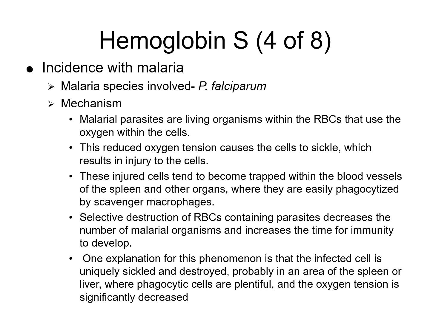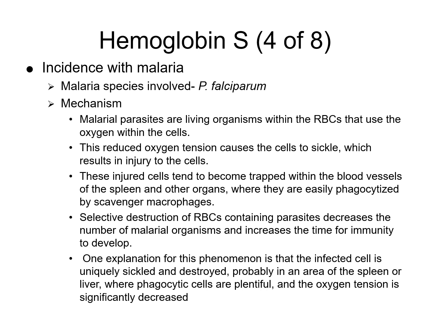So hemoglobin S does have an association with malaria. The malaria species involved is Plasmodium falciparum, the most common and severe malaria parasite. The mechanism of protection, or what we think happens anyway, is that the malarial parasites are intracellular organisms that live inside red blood cells and utilize oxygen for their metabolism. The presence of parasites lowers the oxygen tension inside infected red blood cells. These low oxygen tensions induce sickling of the infected red blood cells, due to hemoglobin S polymerization.